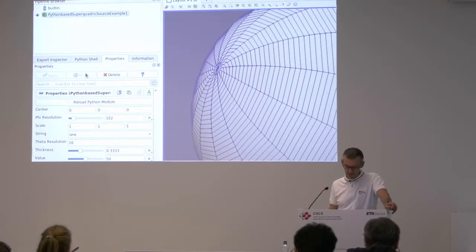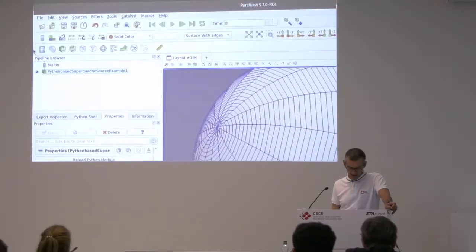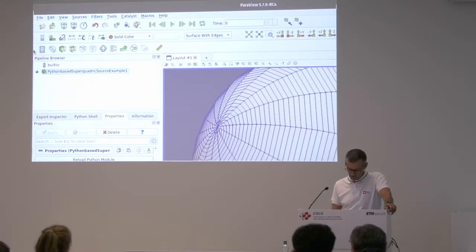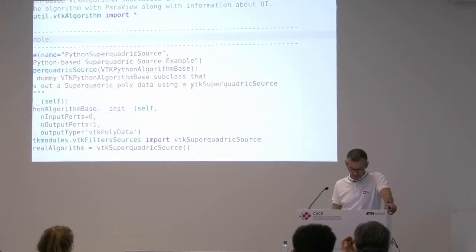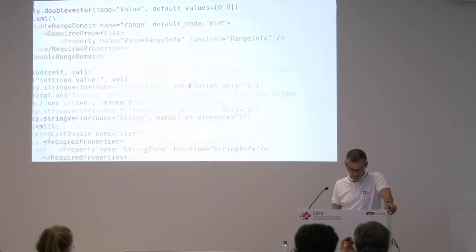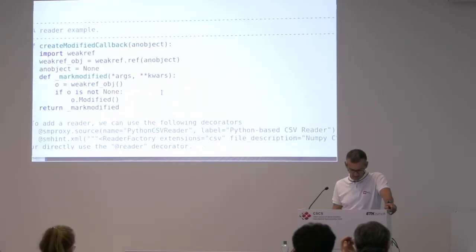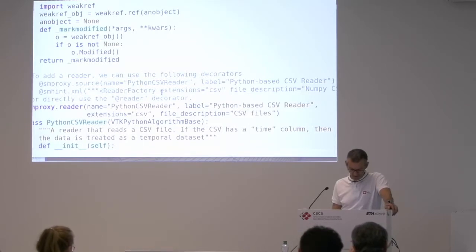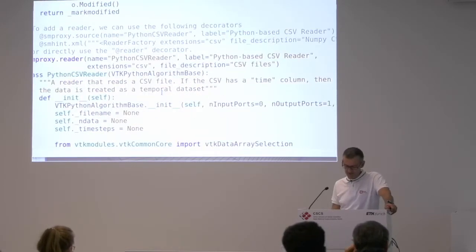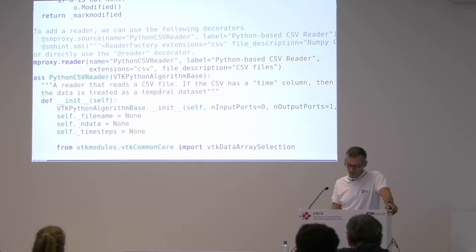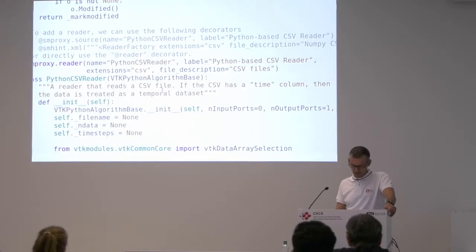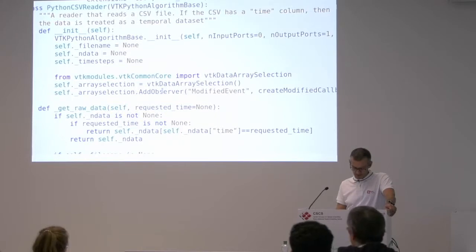So I apologize, this was a little bit complicated because my example didn't work anymore, but the example provided here is a good illustration of it. If I go back to my source code, this is the Python superquadratic example. There might be a second example I forgot. Yeah, there's a reader example called a Python CSV reader. There we go. And it reads a list of comma-separated values as a Python object.